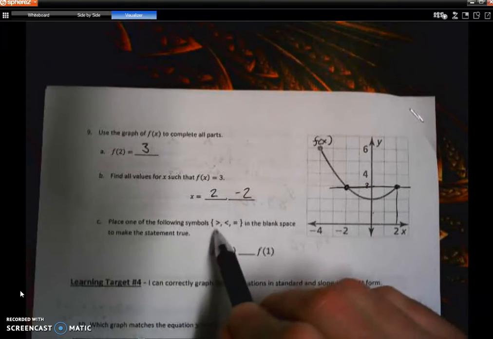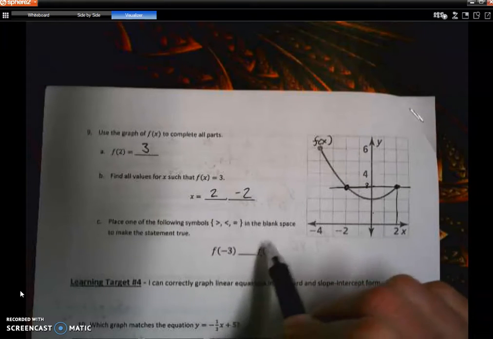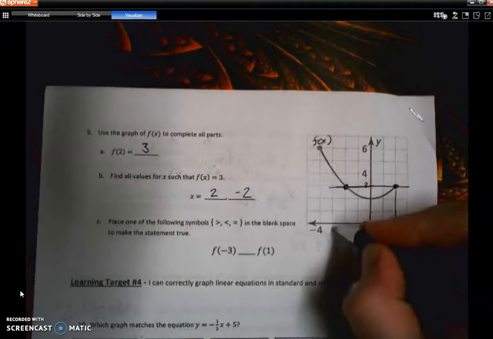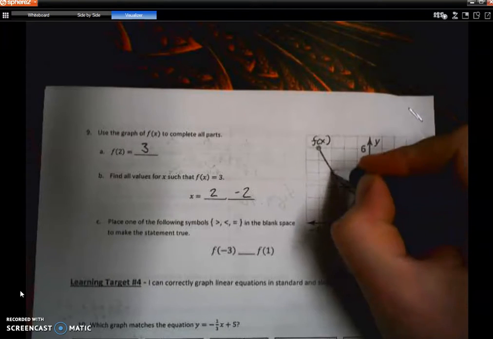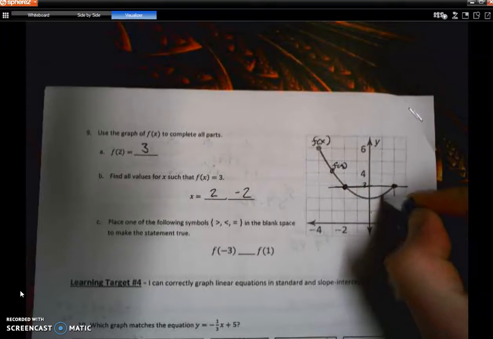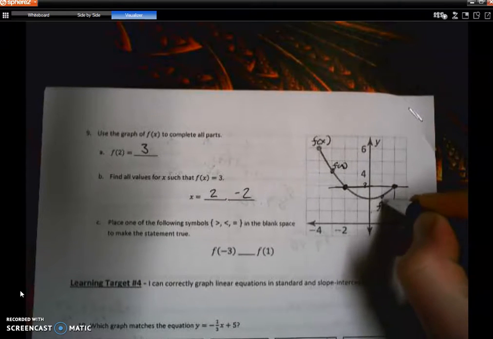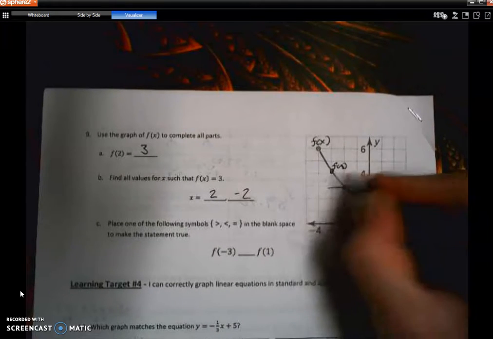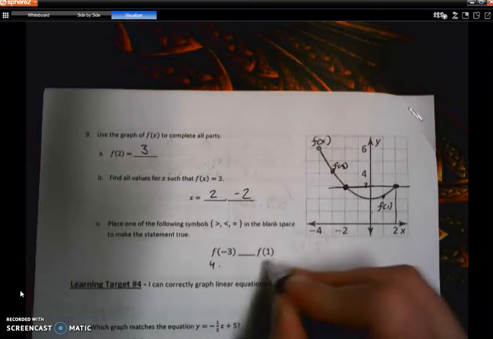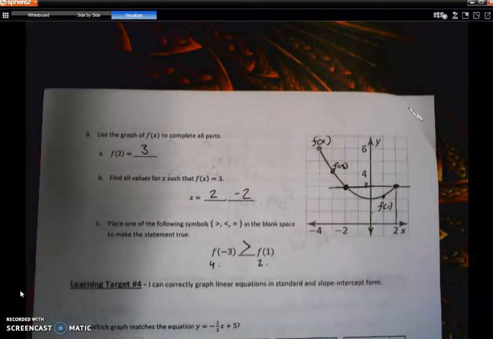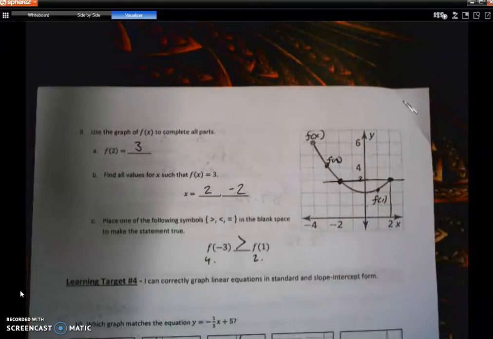Place one of the following symbols, greater than, less than, equal to, in the blank space to make the statements true. So what is f of negative 3? F of negative 3 is right here, which is a little bit above 4. And f of 1 is right here, which is a little bit above 2. So f of negative 3 is going to be 4 point something, and this is going to be 2 point something. So this is going to be greater than that because it's higher up on the graph. Cool.